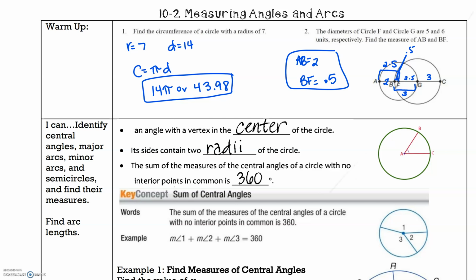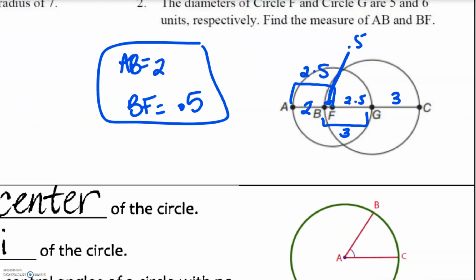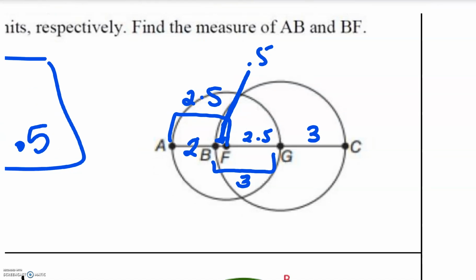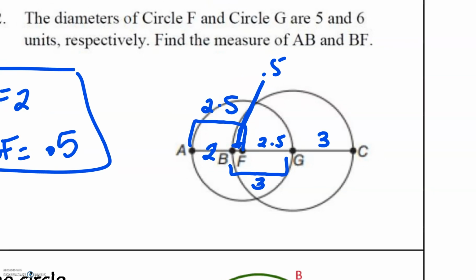And then we have some overlap here with the diameter being 6 for this circle G. And so that would make B over 0.5 right there. And that is your answer for BF, 0.5.